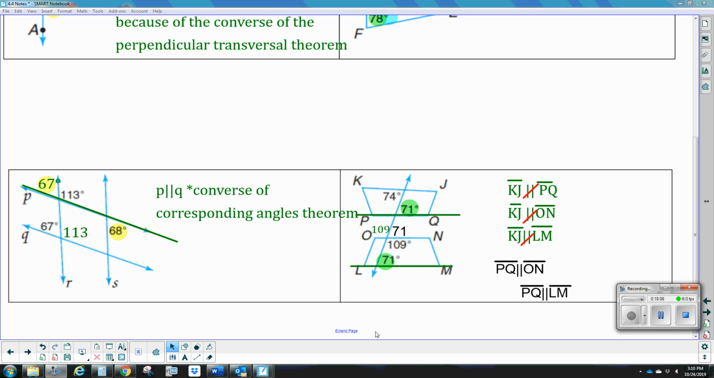Okay, and then my last pair of lines, I'm going to see if ON is parallel to LM. For this one, I'm going to use my consecutive interior angles theorem, or the converse of the consecutive interior angles theorem. So I'm going to look at the 71-degree angle and the 109-degree angle because those are consecutive interior angles, and they are supplementary. So I can conclude that ON is parallel to LM because consecutive interior angles are supplementary.